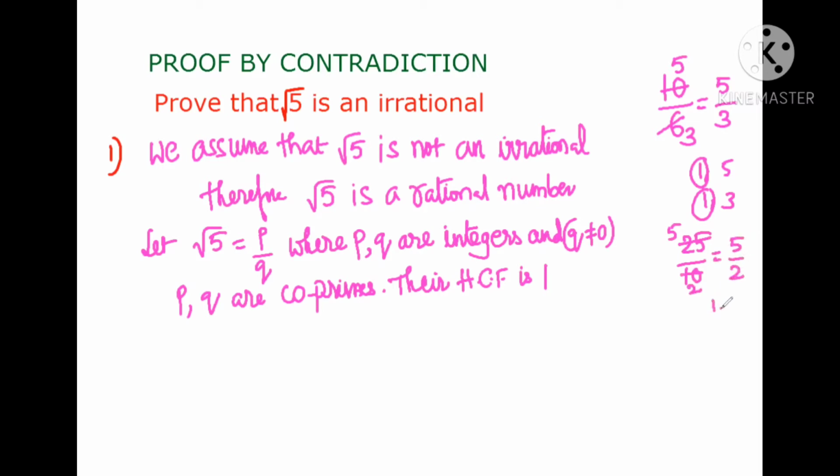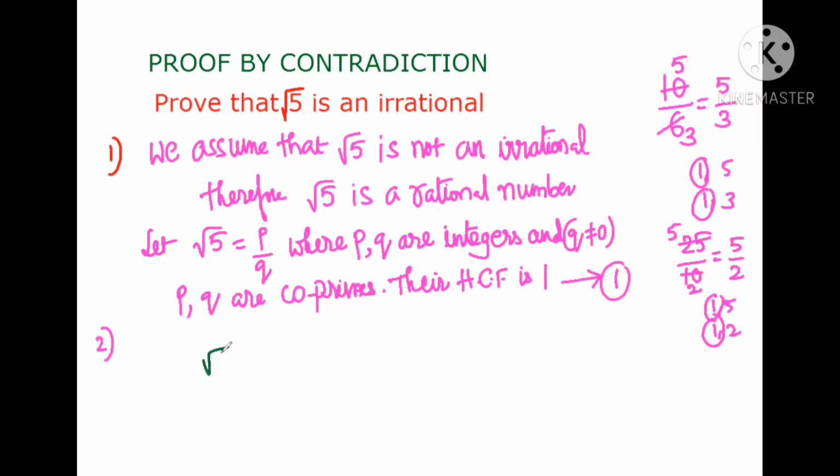Factors of 5 are 1 comma 5. Factors of 2 are 1 comma 2. So their HCF will become 1. That's why if we reduce any fraction into its lowest terms, their HCF will become 1. Therefore, their common factor is only 1. So that's why we have taken here p comma q as co-primes. Their HCF is 1. This is the first assumption. Now let us move to the second step. Then we will try to prove this continuous process.